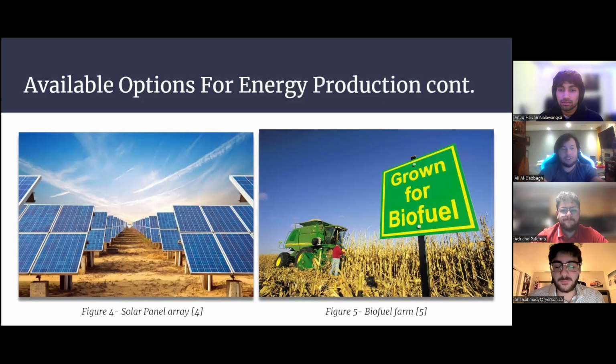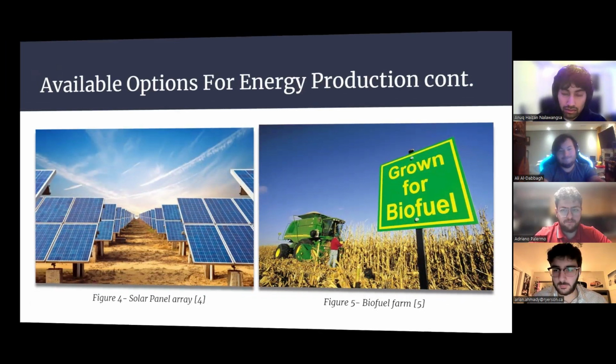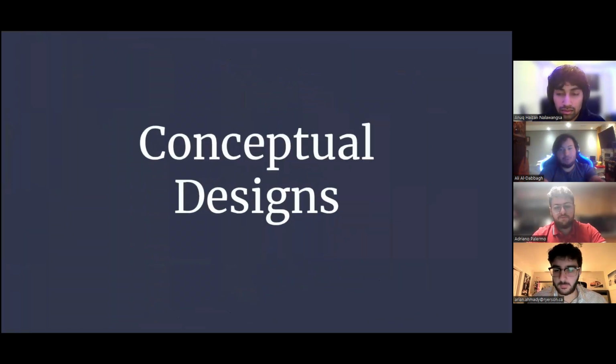In figure 4, you see an example of a solar panel array farm. And in figure 5, you see an example of organic waste produced by farming, which consequently is going to be used in the combustion chamber that produces power. I'll now be passing it to Adriano.